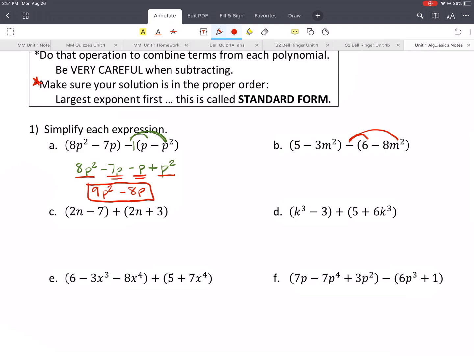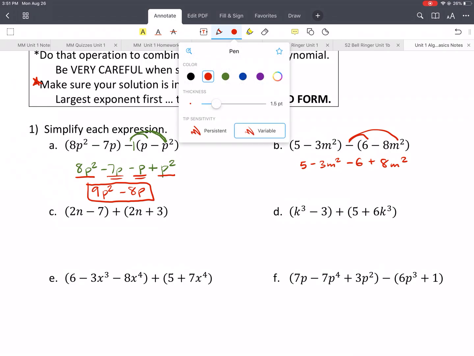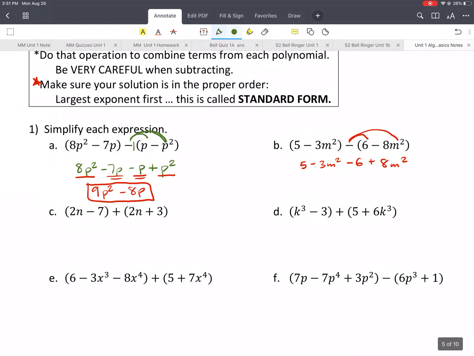So here we've got another negative. We need to make sure we distribute that. So we have 5 minus 3m squared minus 6 plus 8m squared. Then we're going to combine like terms. Highest would be m squared, so we combine those and we end up getting 5m squared. And then the next highest exponent would be our constants, which gives us a negative 1.